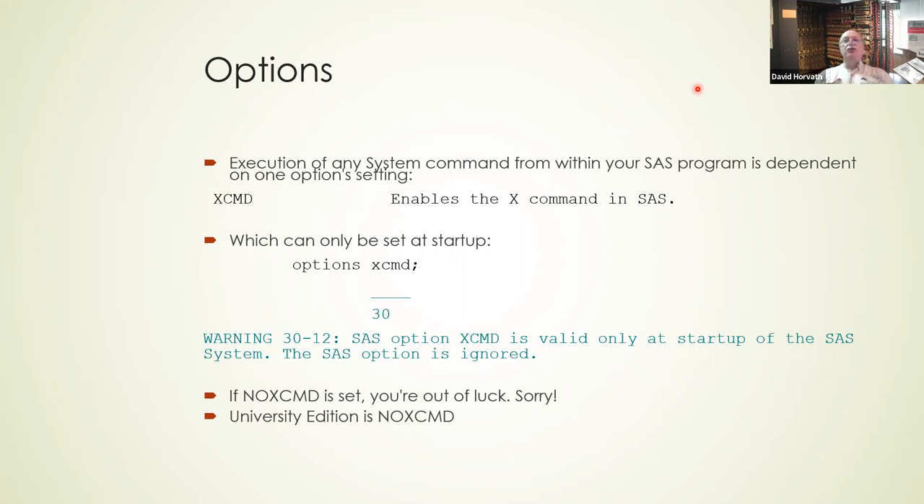The only problem is this is an option that you cannot set inside of your program. If anybody's chatting, I can't see the chats, or maybe those are participants beeping in. So you can't set this option in your program. It can only be set at startup. And if it's disabled, NOXCMD, and you try to set it, it won't let you. I'm sorry, you're just out of luck. I'll talk about a couple options towards the end, but there's no option when it's turned off. The university edition, when it was available, was set NOXCMD. The funny thing is the Python tool, the Jupyter notebook, allowed you to issue operating system commands, which was kind of funny because you could fiddle around with options from there in the SAS program, but we won't talk about that.